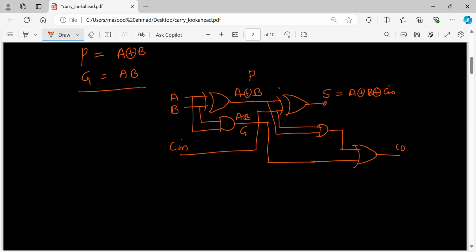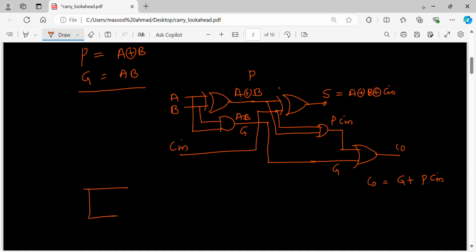This is with respect to one full adder. So what about this one? This is nothing but P, and this is Cin. So can I say P Cin? And what about this? This is G. So what is carry out here? Carry out can be written as G plus P Cin. This is with respect to one full adder.